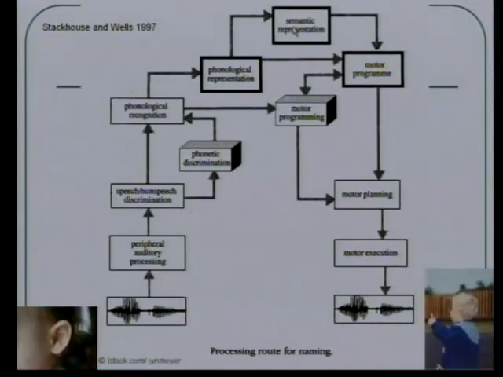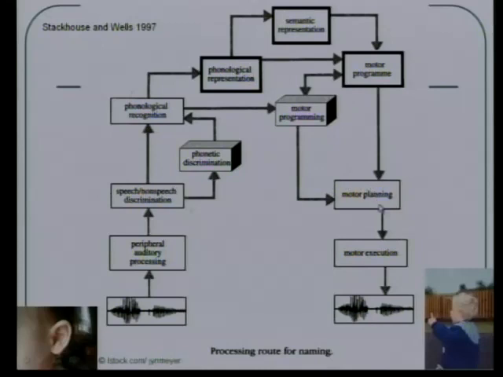So when we've accessed the key words we need, then we need to go on and access the motor programs to produce those words, the motor program to produce each of the sounds in those words. If the word is new, we might have to access some motor programming. We're also going to access motor planning in order to string the sounds together.